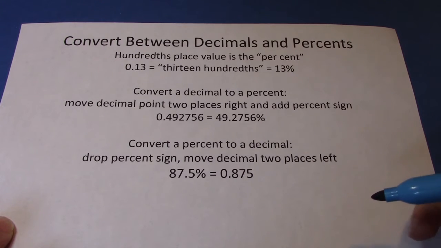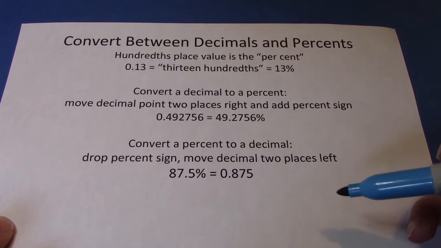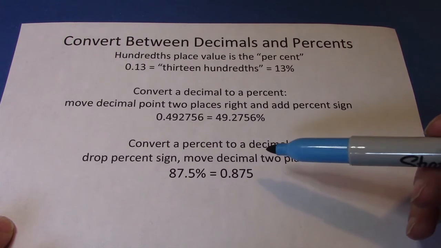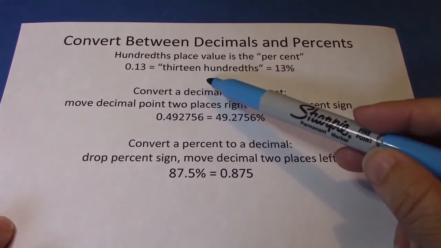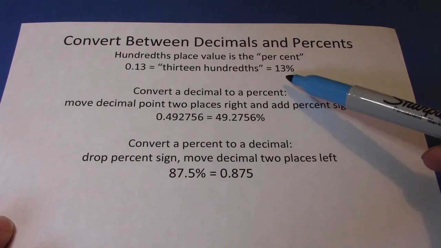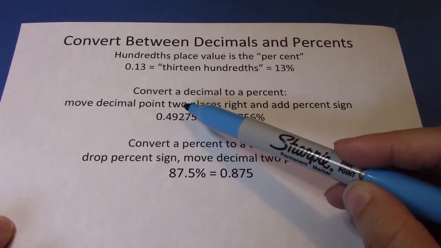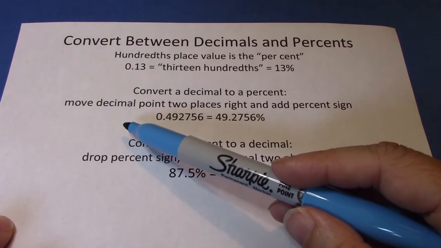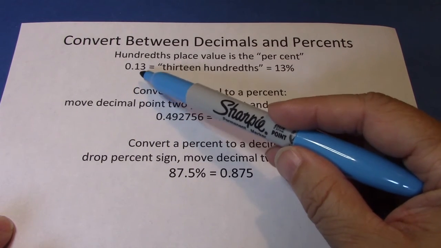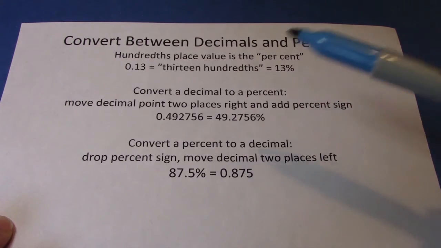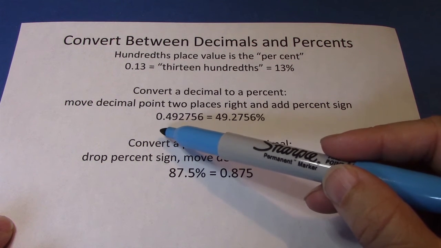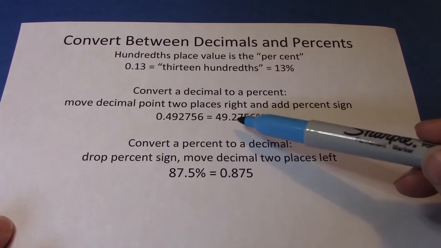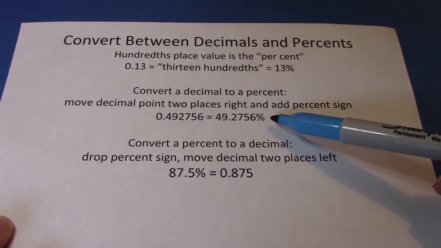Converting between decimals and percents. So the hundredths value of a decimal is really the percent. So, for example, 13 hundredths, right, is 13 per hundred, that's 13%. So the general rule to convert a decimal to a percent is to move the decimal point 2 places to the right, which we did, and add the percent sign. That works with longer decimals too. Still move the decimal 2 places to the right, 1, 2, right, and add the percent sign.